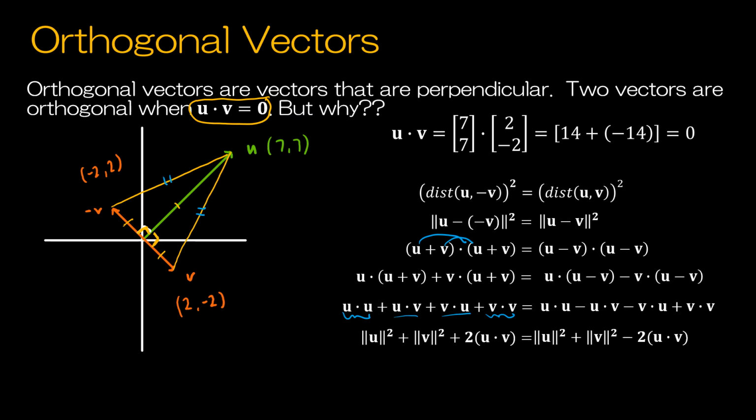Now, if I do the exact same thing on the opposite side, you can see I get to a very similar point, but the norm of u squared and the norm of v squared cancel, and I'm left with 2 u dot v is equal to negative 2 u dot v. Now, the only way that that can happen is if this is equal to 0.